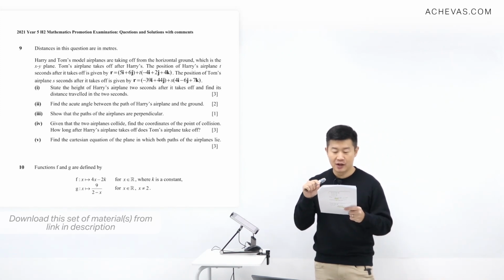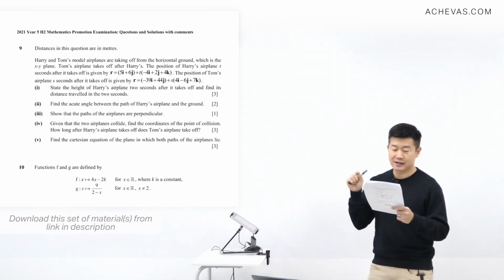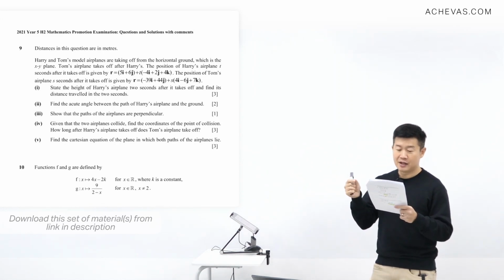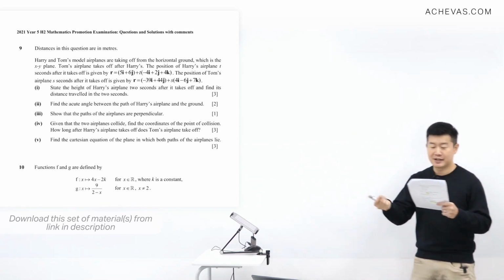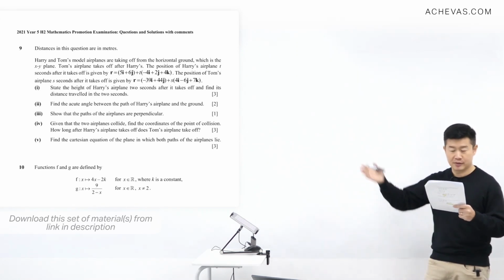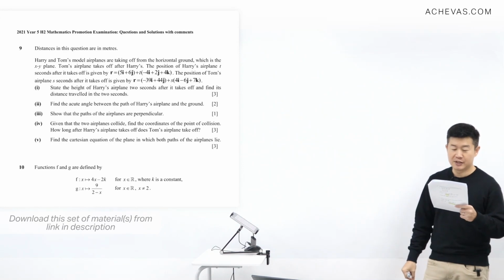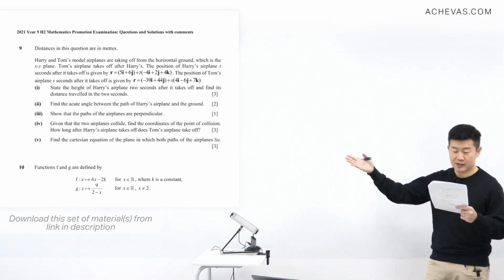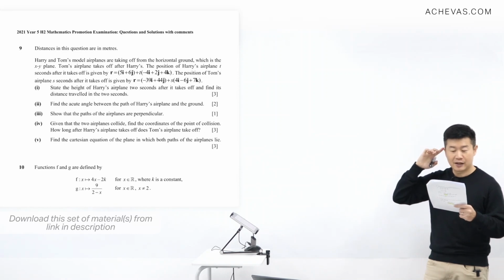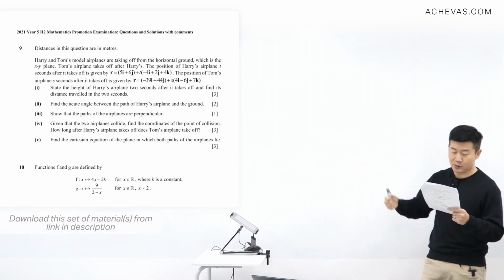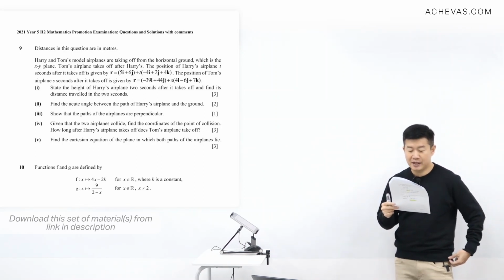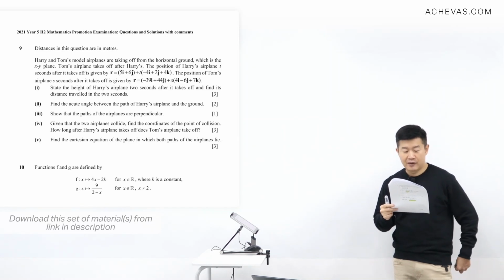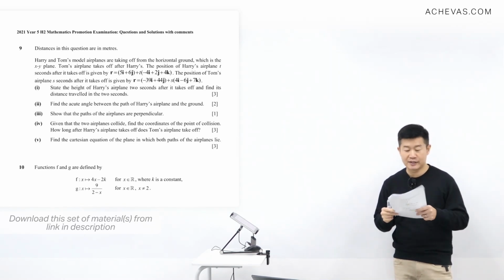It is the equation of a line where t that is given to us represents the time in seconds since Harry's airplane takes off. So it will represent the position of that plane. The same goes for Tom. The equation of the position vector of the airplane for Tom is also given to us. So we know that the two planes are flying in a straight line because the two equations given to us are straight line equations. Part 1, we want to state the height of Harry's plane 2 seconds after it takes off and find the distance that it has traveled for the first 2 seconds.